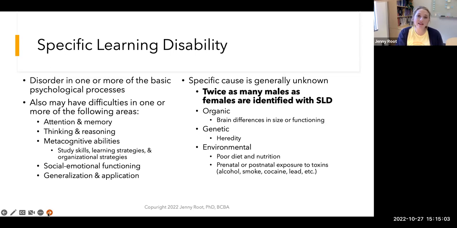We do know that some causes are organic, so just brain differences. They are often genetic. So if you have a parent with a learning disability, depending on what the specific disorder is, you may also have children with that. And we know that our environment impacts our learning abilities. So things like having a poor diet and nutrition, especially during the developmental years, is going to impact brain development, as well as the prenatal and postnatal exposure. So things like lead poisoning or drug use during pregnancy.